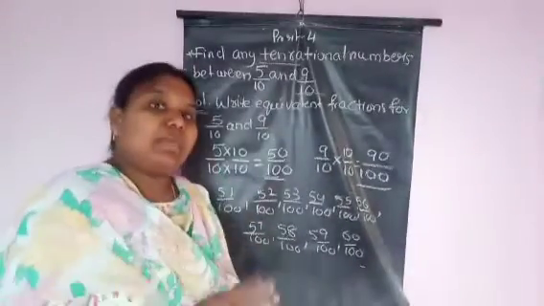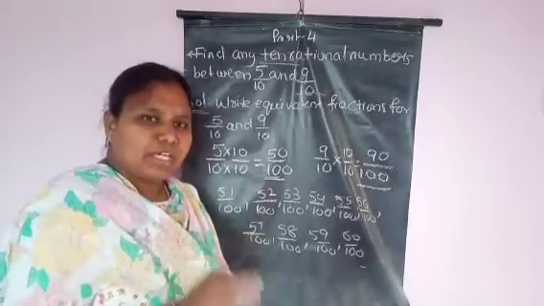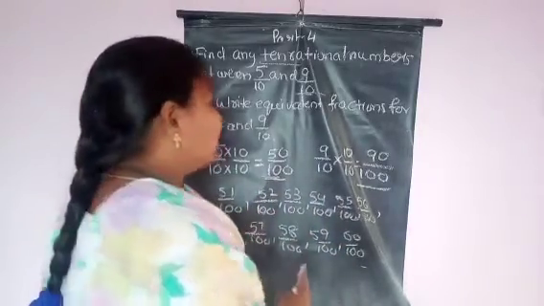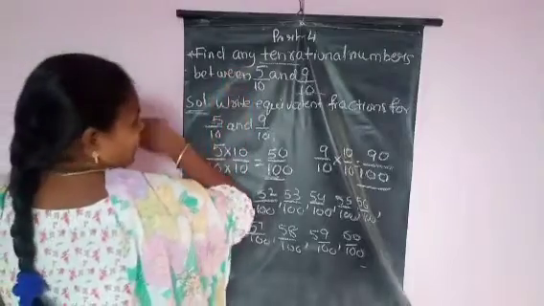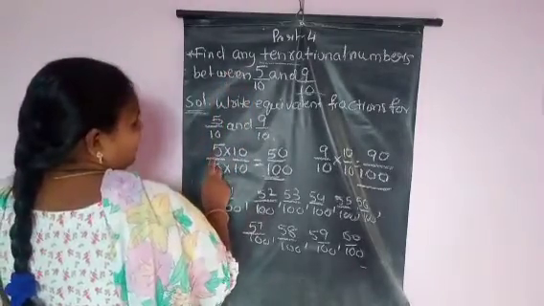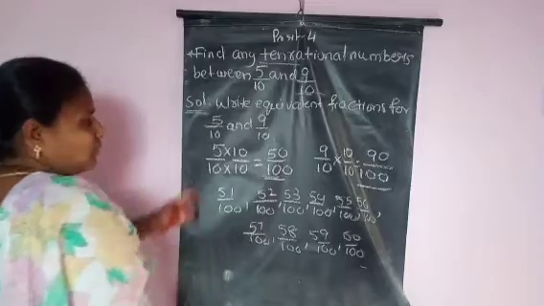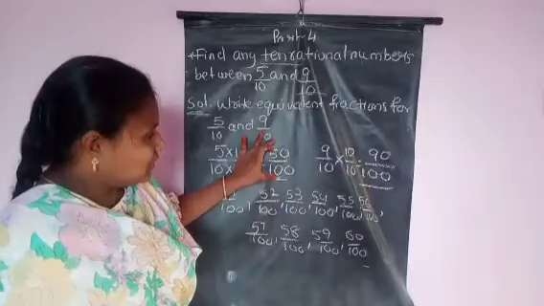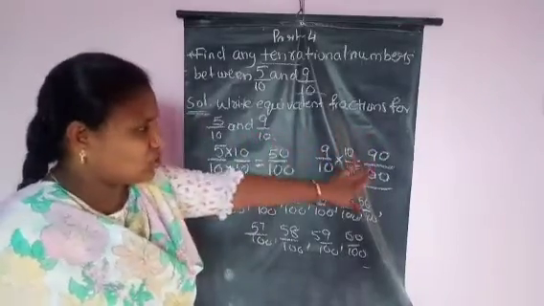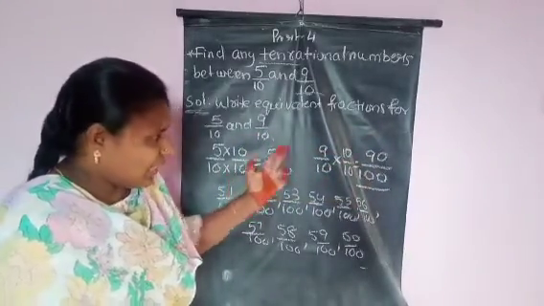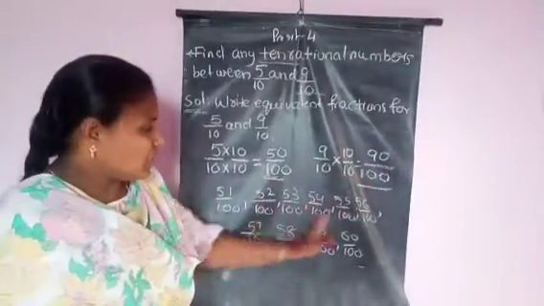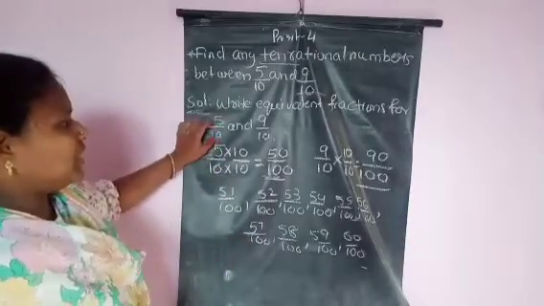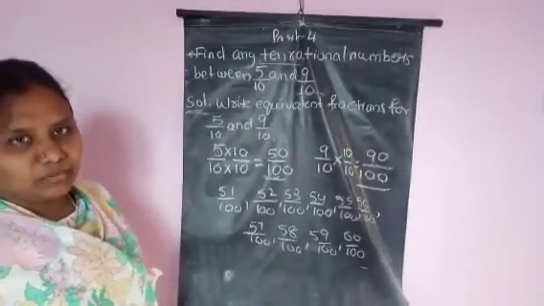By the mean method or average method, we find the sum of the two numbers divided by 2. But in this method, we write the equivalent fractions for the given fractions. After writing equivalent fractions, we find the rational numbers between 50 by 100 and 90 by 100. So these are our 10 rational numbers between 5 by 10 and 9 by 10.